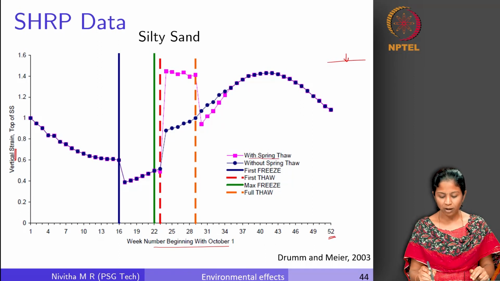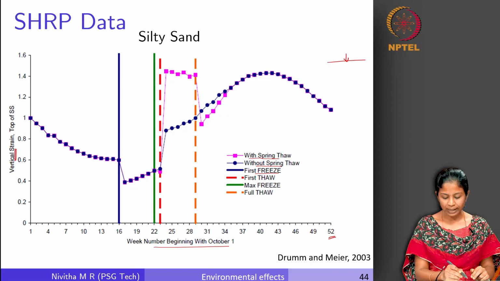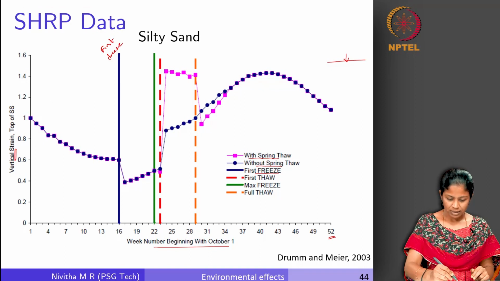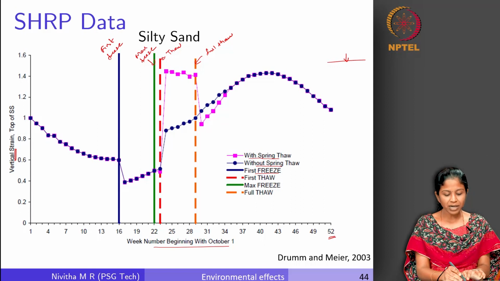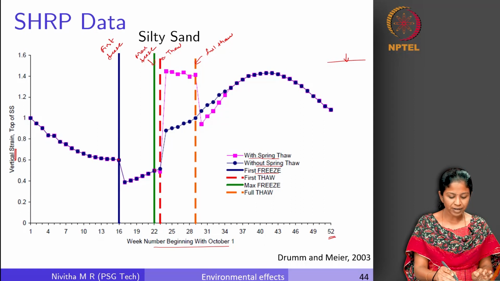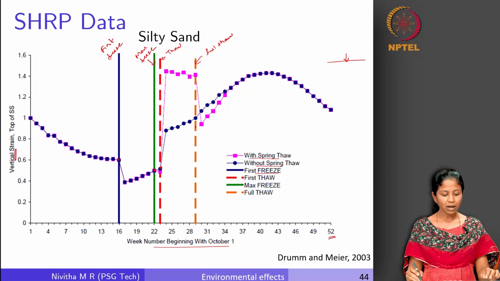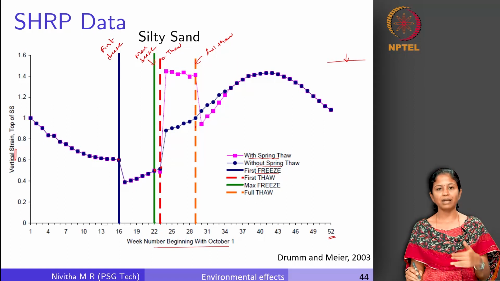This is with spring thaw, after spring when there is thaw in the pavement. This is without thaw. Similarly, this blue line is first freeze, this red line is first thaw, this green line is maximum freeze, this orange line is full thaw. So, it has started to freeze at this particular point and the maximum freeze is observed at this particular point, and at this point it has started to thaw and the full thaw is over during this period. Now, we can see how the vertical compressive strain on top of the subgrade varies for a case where there was thaw experienced and for a case without thaw.